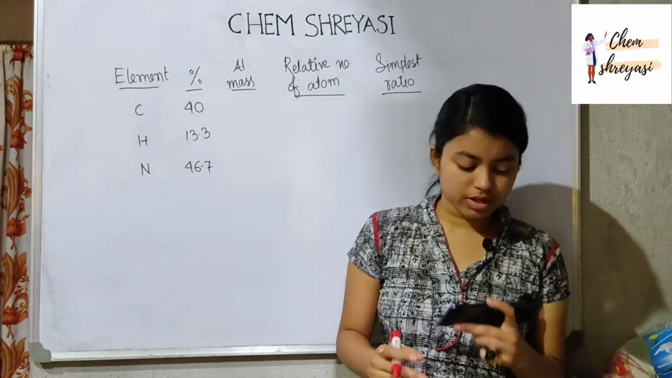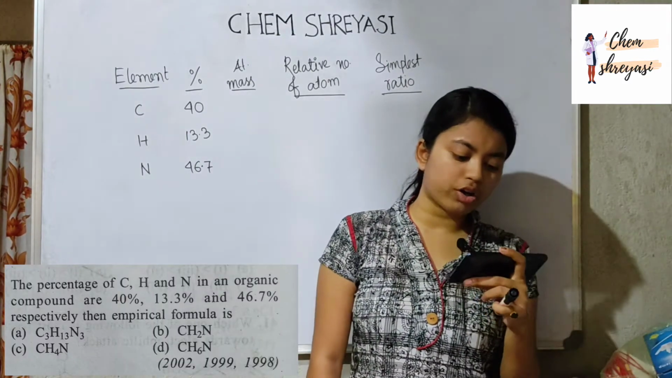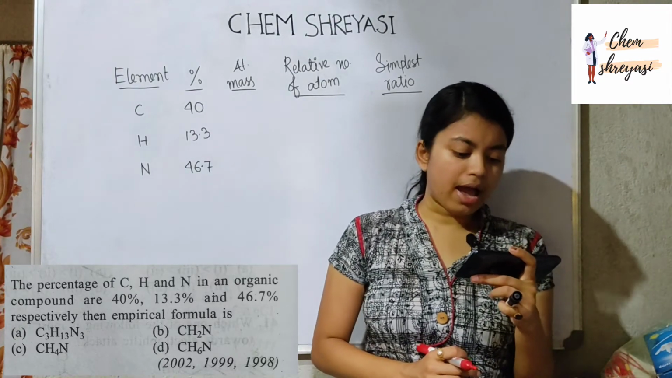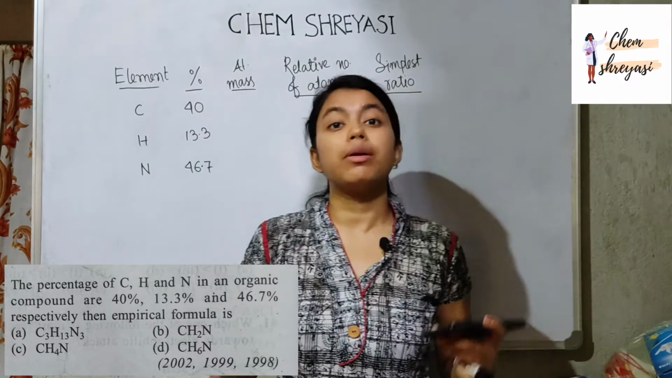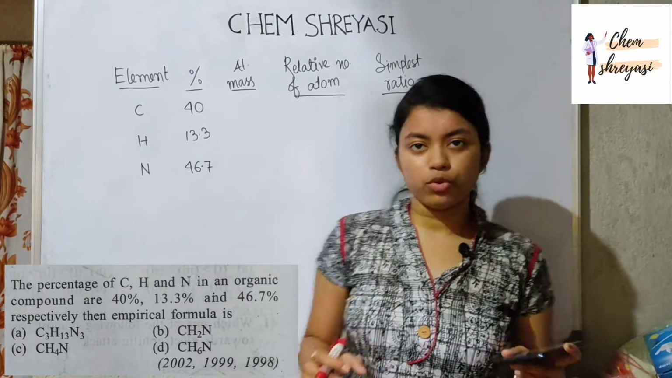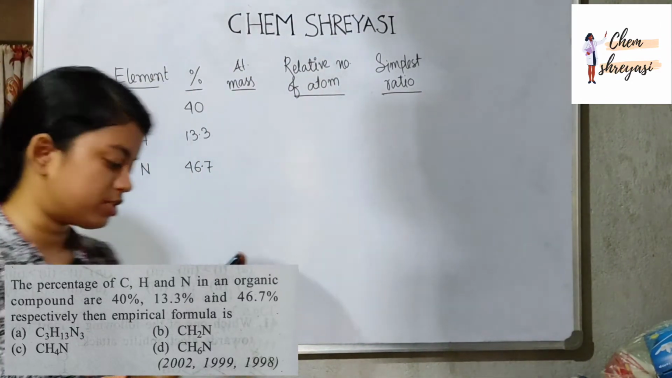So our next question is, the percentage of carbon, hydrogen, nitrogen in an organic compound are 40%, 13.3% and 46.7% respectively. So their empirical formula is, so in this case they have asked the empirical formula. So I have already drawn a table. Now let's fill the table first.